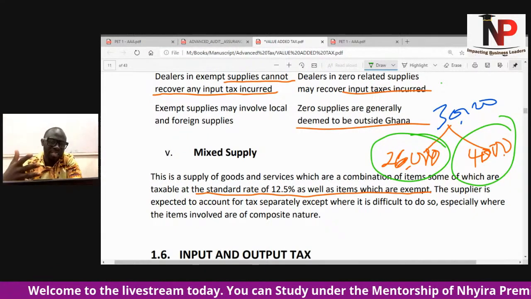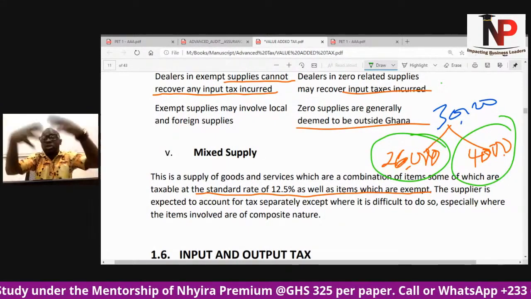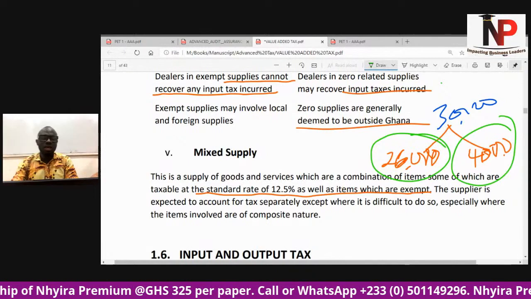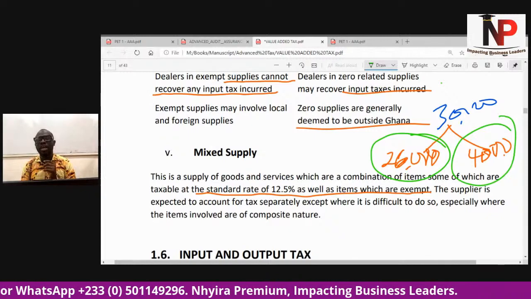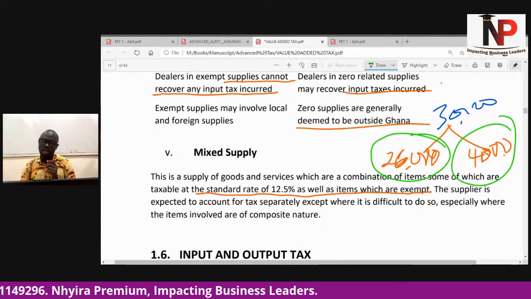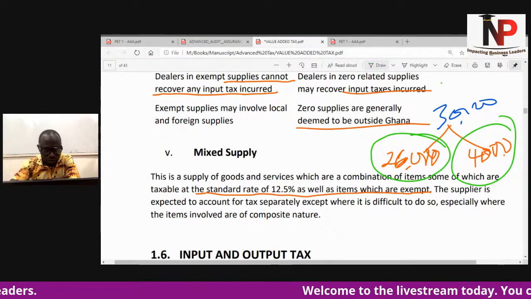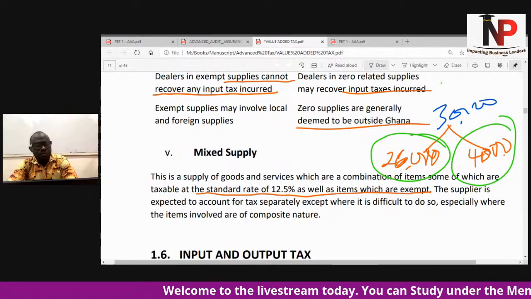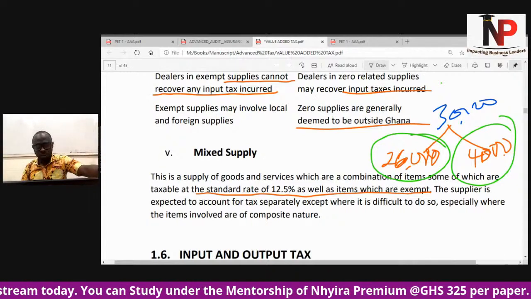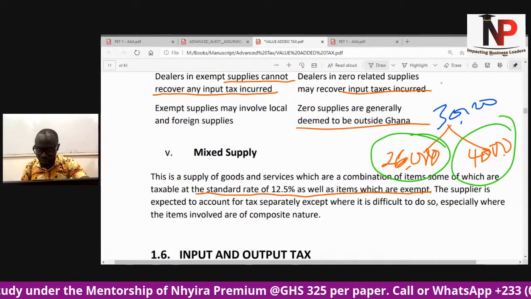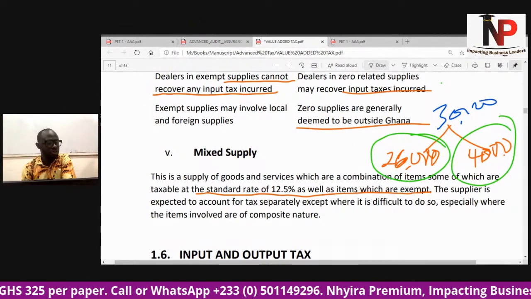However, if the asset or the item is of a composite nature where we can't break the various components of the transaction up, then certainly we are going to be just treating it as either. Sometimes it depends on the judgment of the commissioner. It could be treated as a taxable supply or as an exempt supply. So these are the five types of supplies that you need to understand, and there are various treatments.